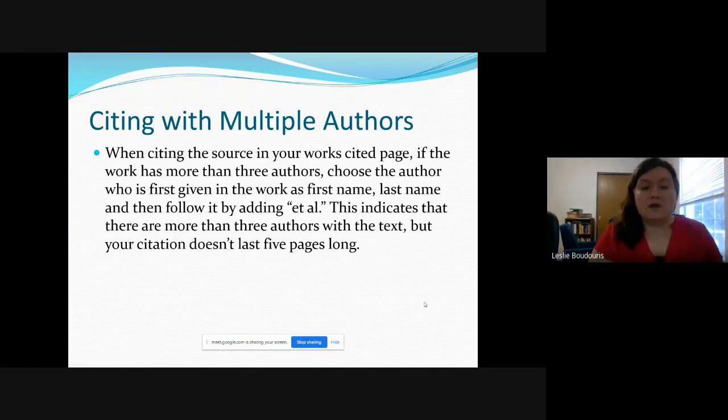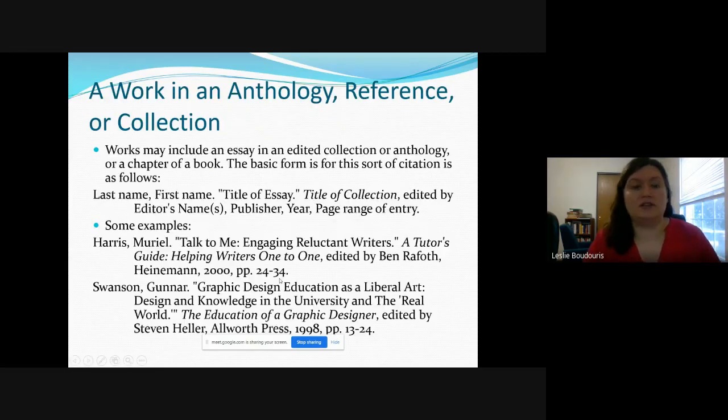If you have multiple authors, so I already talked about this, et al. So I showed that a little bit here. This is just explaining it. Yeah, don't have 10 different names on your citation. That's too many.